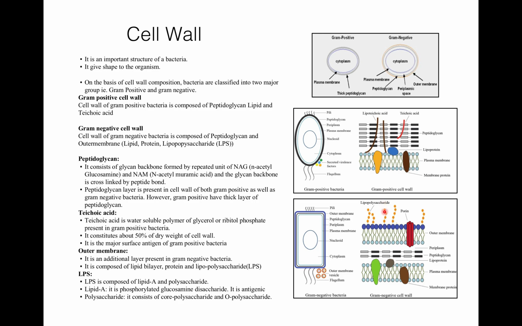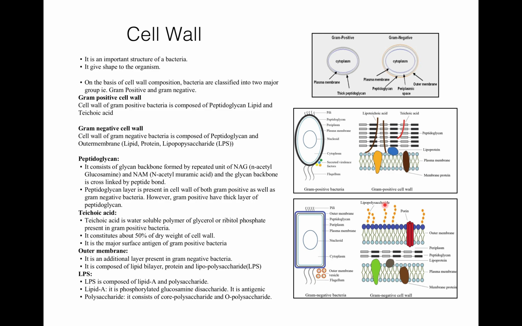Then outer membrane. It is the additional layer which is present in gram-negative bacteria, and it is composed of lipid bilayer, protein, and LPS, that is a lipopolysaccharide. What is LPS? LPS is composed of lipid A and polysaccharide. Lipid A is phosphorylated glucosamine disaccharide and it is antigenic. And polysaccharide consists of core polysaccharide and O polysaccharide.